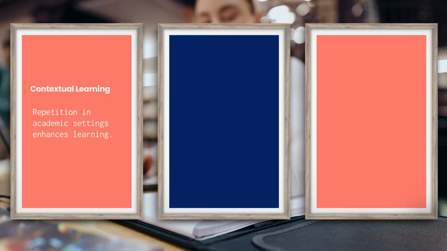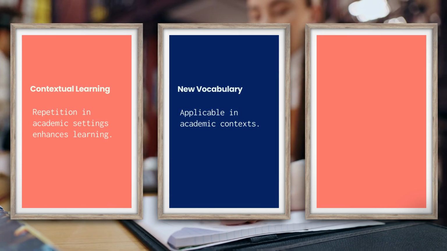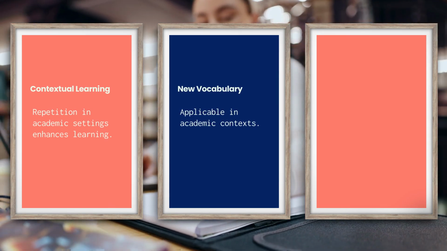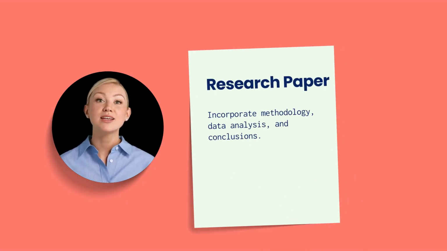Contextual learning and repetition in academic contexts. Use new vocabulary in high-level academic contexts to deepen understanding and applicability. For example, write a research paper or case study on a specific topic, incorporating terms like methodology, data analysis, results, and conclusions.